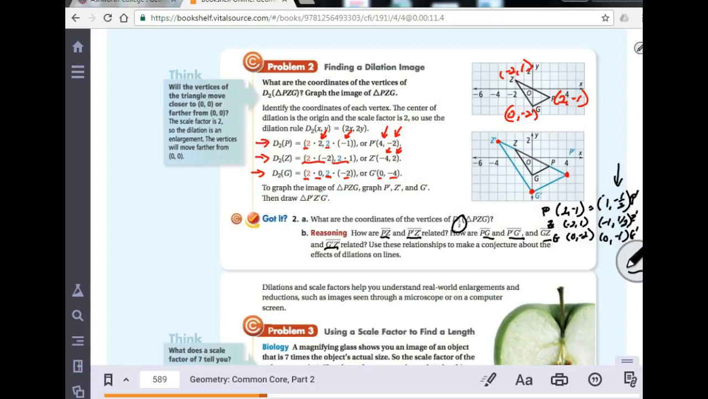So the conjecture we can come up with is that the scale factor makes the sides longer or smaller by whatever the scale factor is. And so if it's bigger than 1, of course, it's going to be a bigger side. And if the scale factor is smaller than 1, like a fraction, then the image is going to be smaller by whatever that scale factor is.